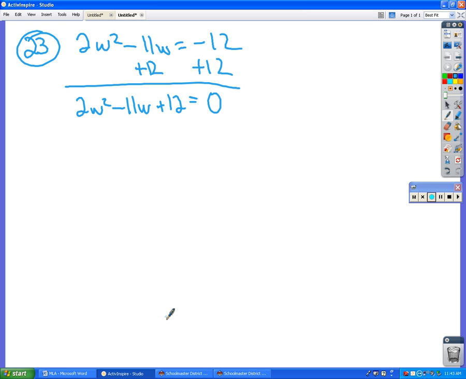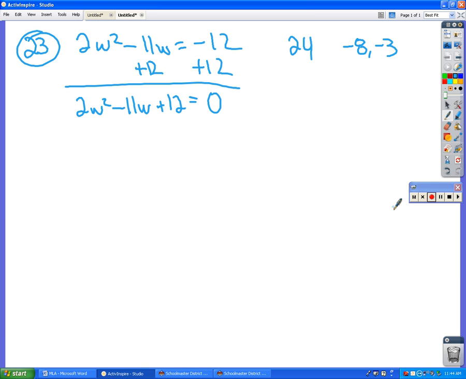Stuff. That is correct. What stuff do I do? I multiply the first number and the last number. So 2 times 12 is 24. That tells me I need two numbers that multiply together to give me positive 24 and add together to give me negative 11. So Dylan's got this figured out. I wonder if anybody else does. What two numbers multiply together to give me positive 24 and add to give me negative 11? Negative 8 and negative 3.